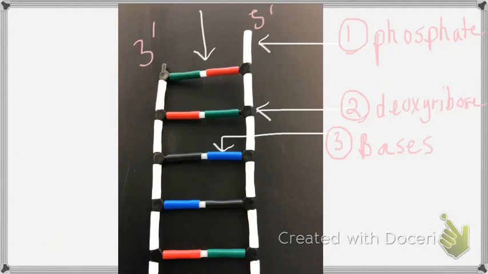All right, I got one more arrow here. We'll call it number 4. We think number 4 is pointing at hydrogen bonds. That's good. Those are the hydrogen bonds. They're in the middle holding the bases together. Hydrogen bonds.